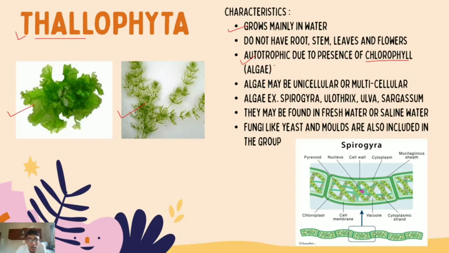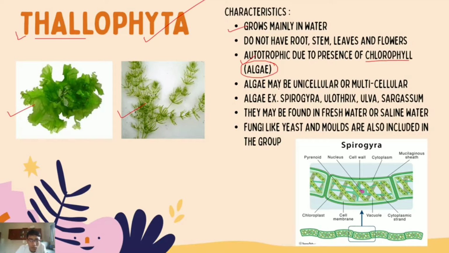Algae is one of the classifications of this particular division, thallophyta. Mostly all the algae are autotrophic. And why are they autotrophic? Because they have chlorophyll within them. Next characteristic, algae may be unicellular or multicellular. So you may find unicellular algae as well as multicellular algae.